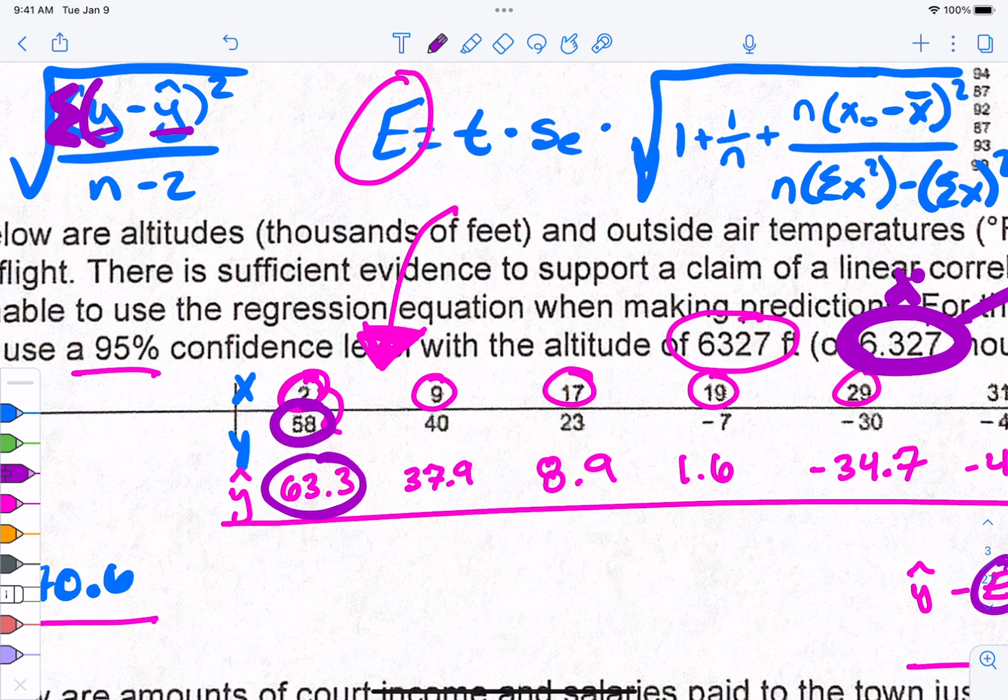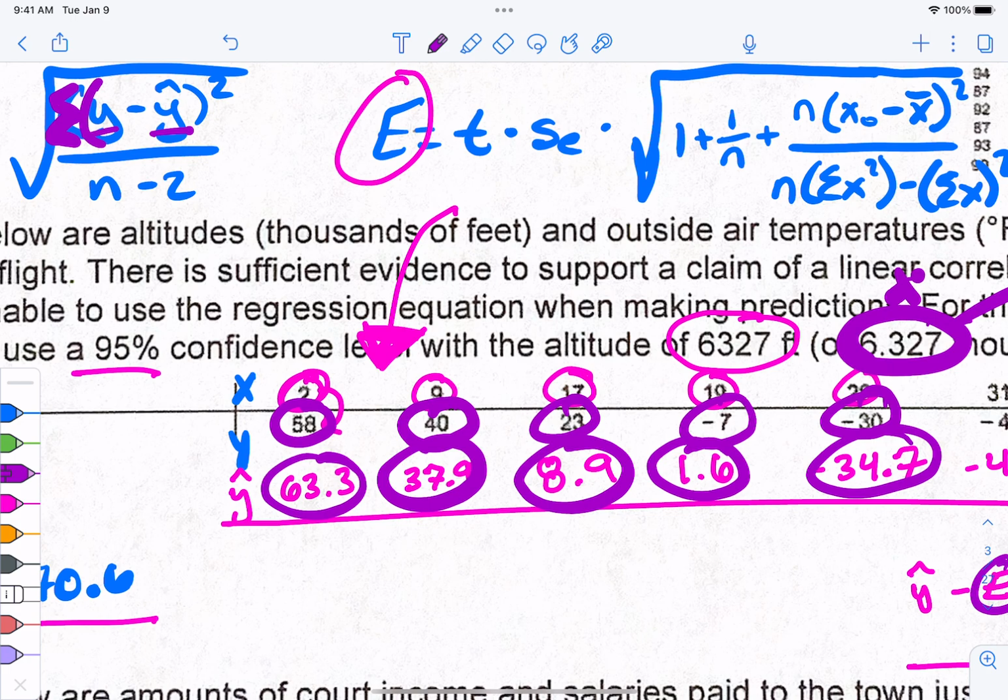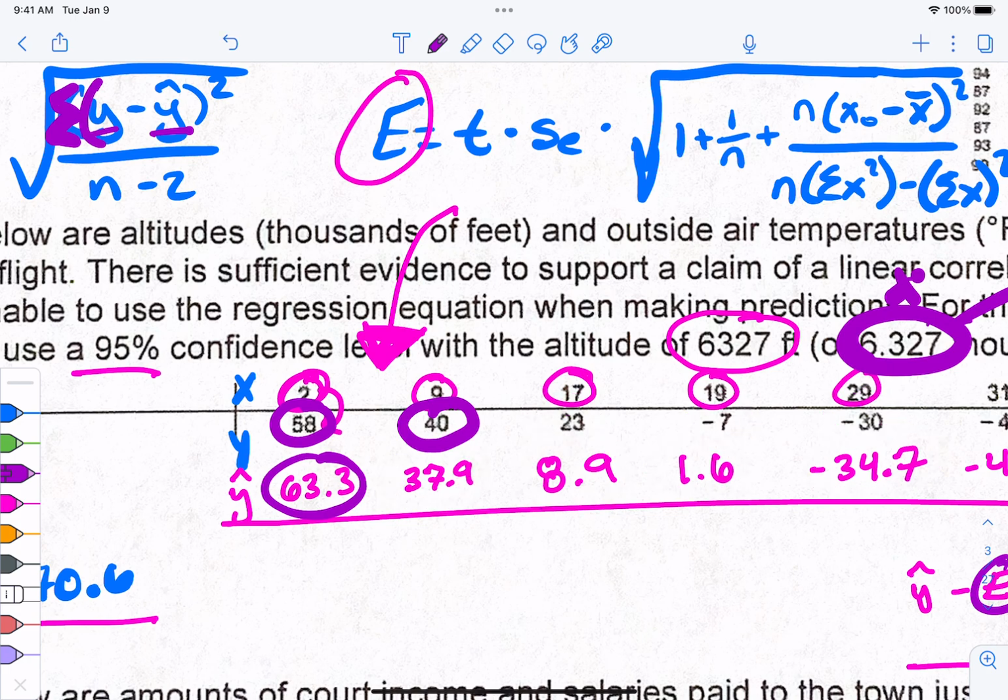58 minus 63.3 and squared. This guy minus this squared. So subtract them, then square it. Subtract them and square it. Anybody have our first ones? 28.09.